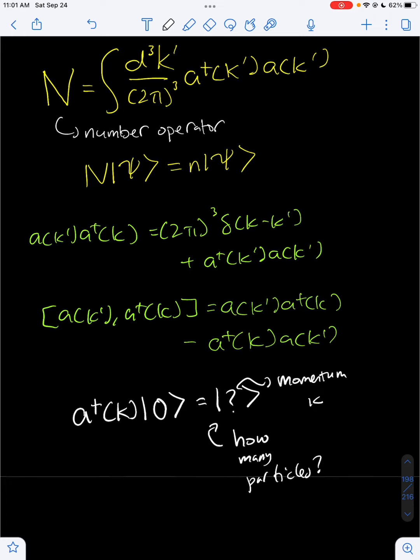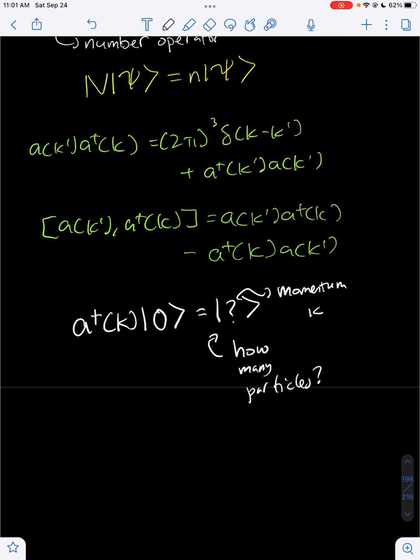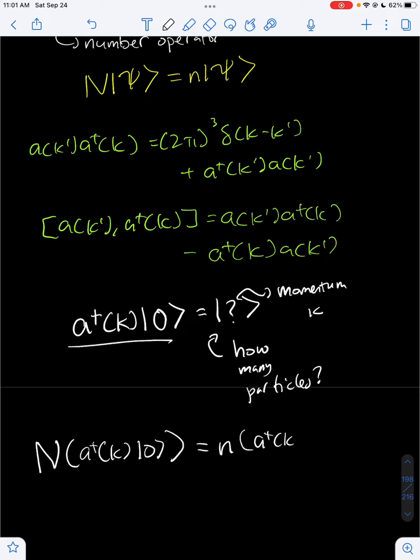So this is where the number operator comes in. To know how many particles are in the state, all we have to do is multiply it by the number operator. And it should give us some scalar times the input. And the scalar n will be the number of particles in our system.